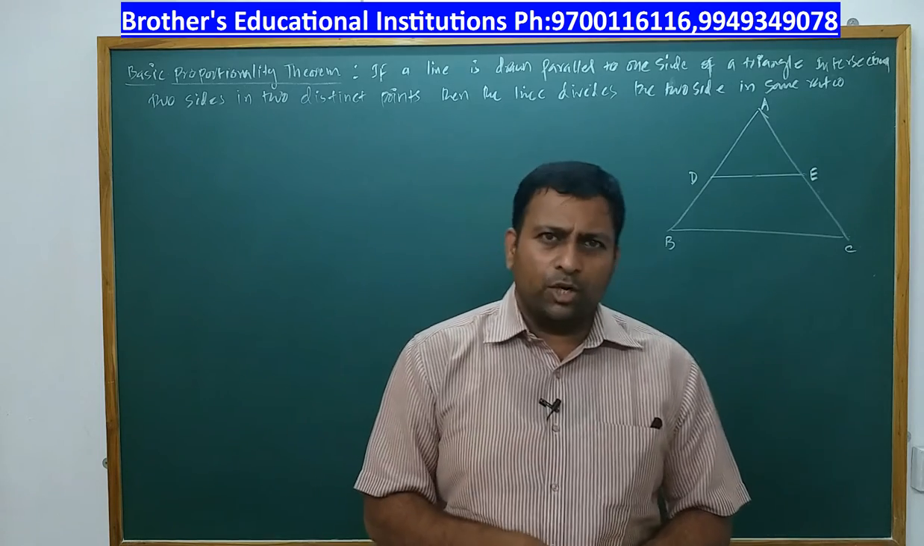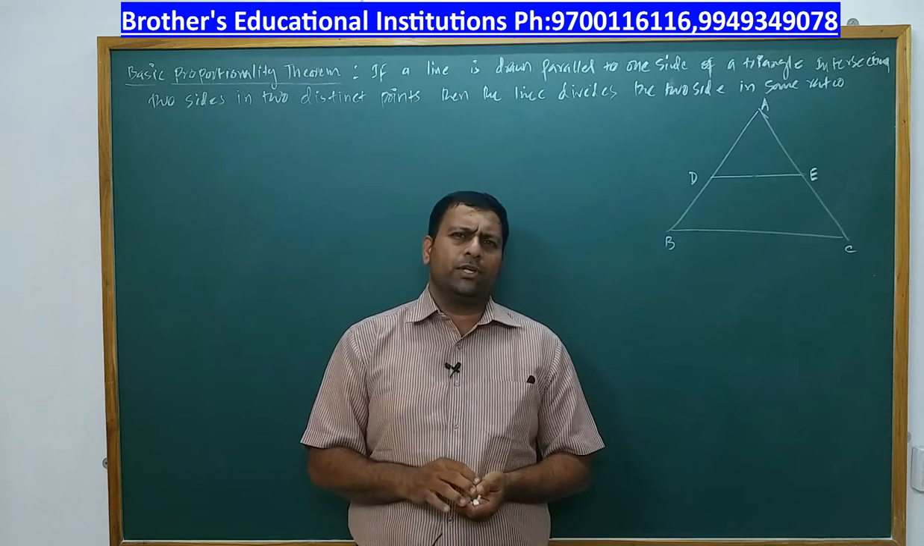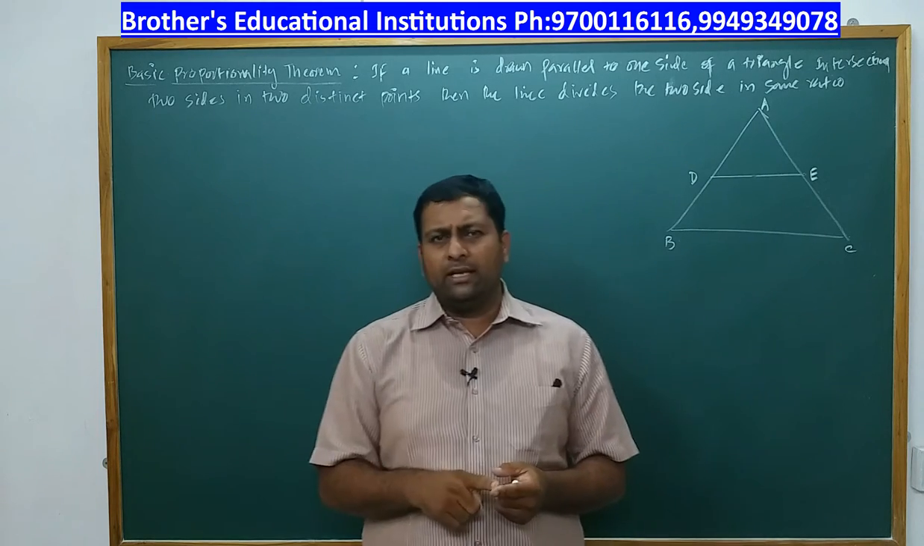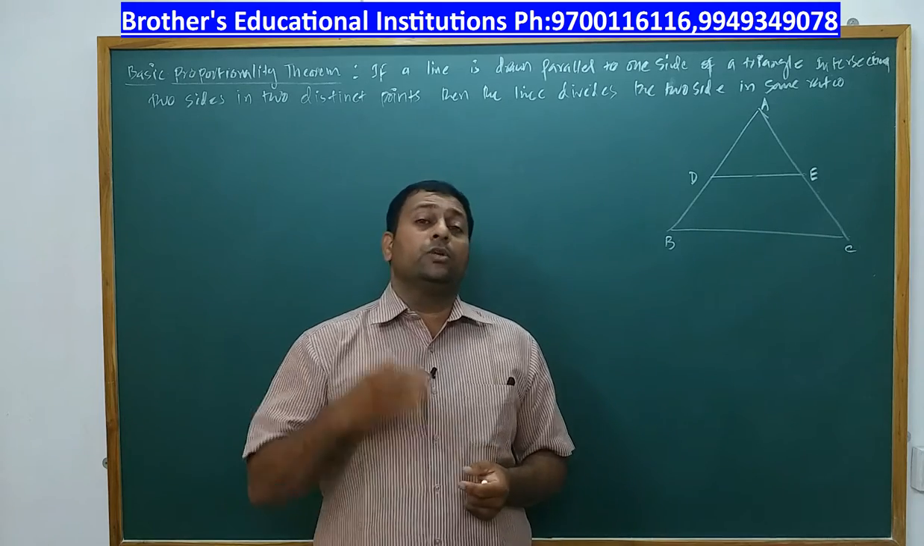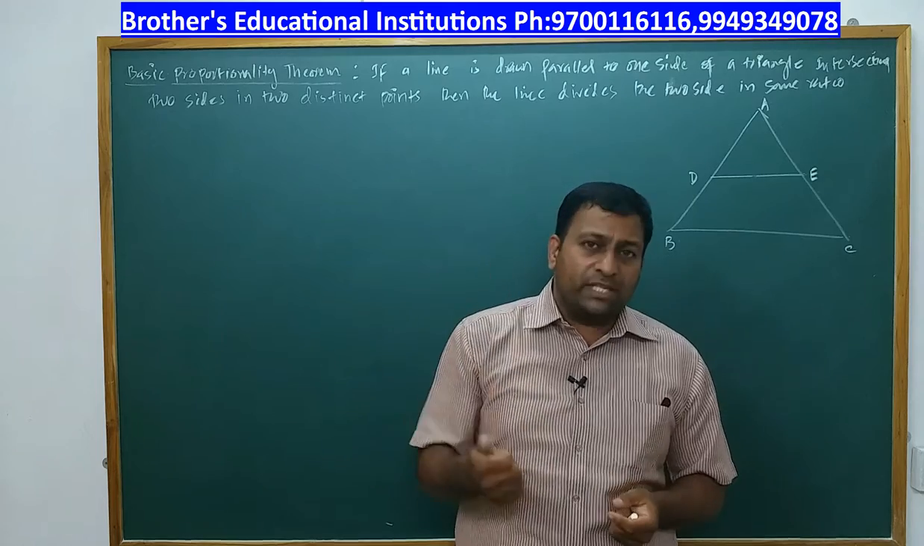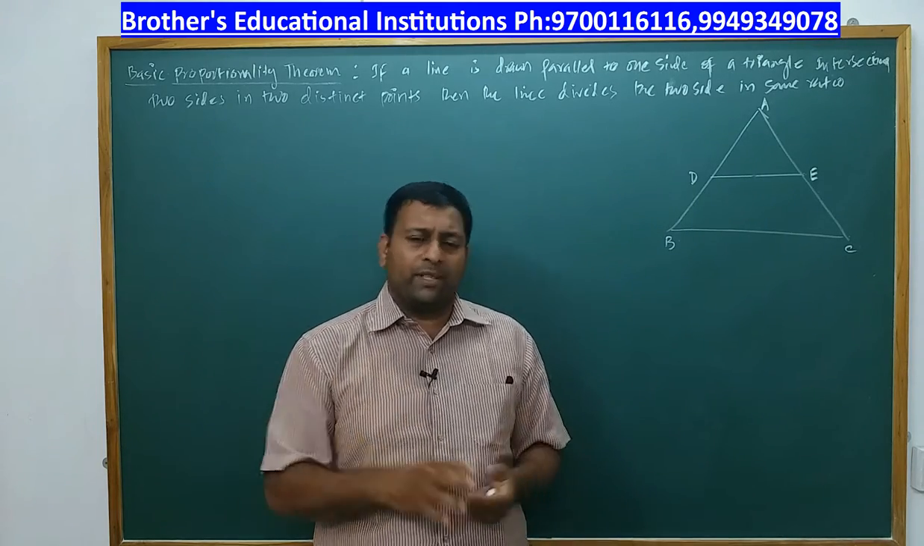So let us continue with the statement of the basic proportionality theorem. What is the statement? If a line is drawn parallel to one side of a triangle, then the line will divide the other two sides in the same ratio, right? So this is the statement, and the basic proportionality theorem is also referred to as Thales theorem. You must remember that.